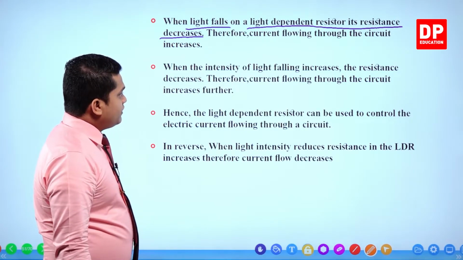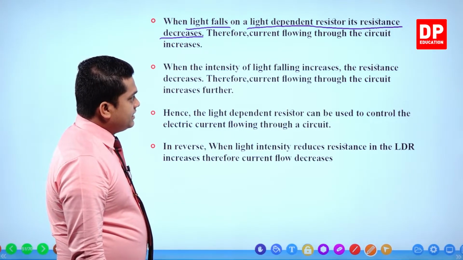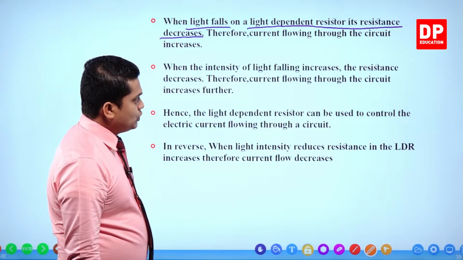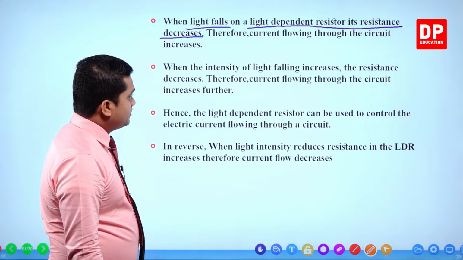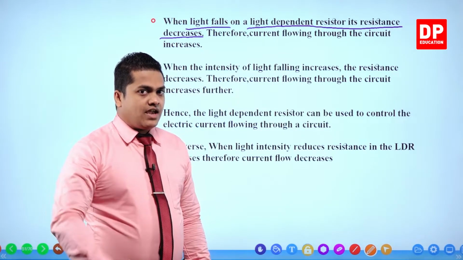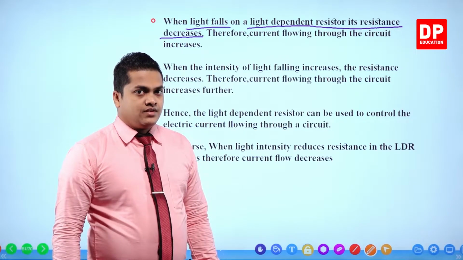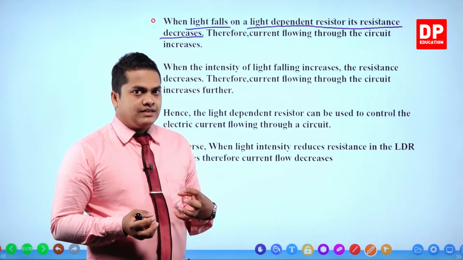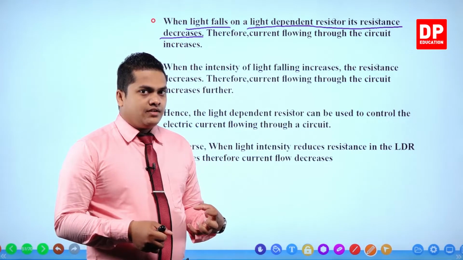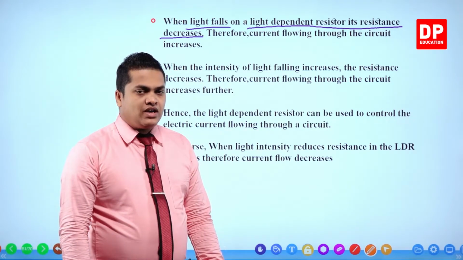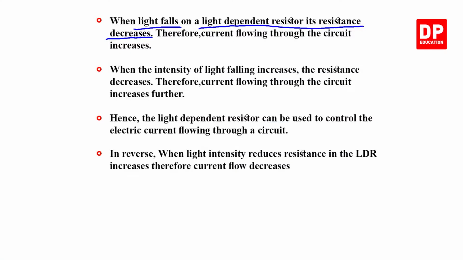When the intensity of light falling increases, the resistance decreases. Therefore, the current flowing through the circuit increases further. So it depends on the intensity of light received by the surface. When increasing the intensity of light, the resistance of the LDR gradually decreases.